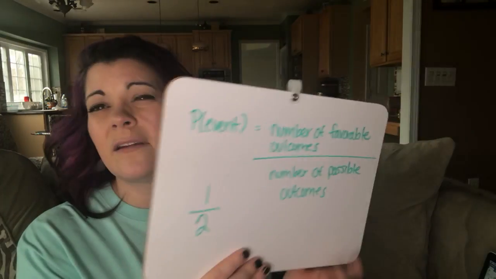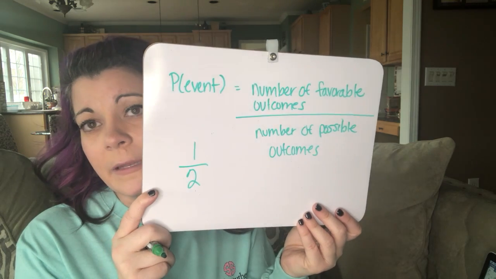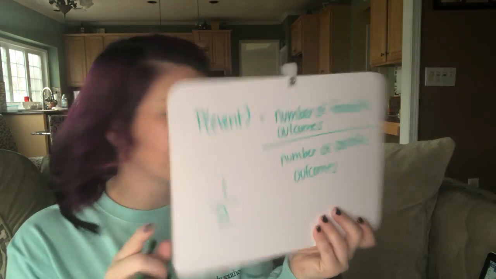And last, what is the probability of flipping a tails? Well, there's only 1 tails on a coin, so that's only 1 favorable outcome. And then total possible outcomes is you can either flip a tails or a heads. So 2. So 1 out of 2 is flipping a tails, okay?